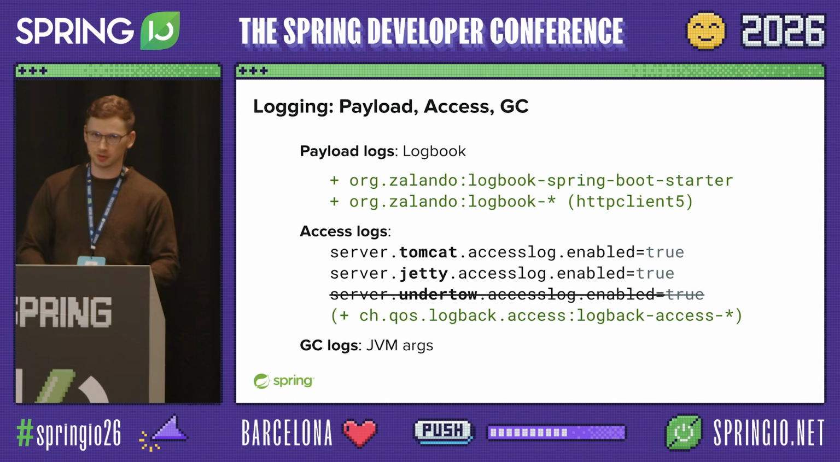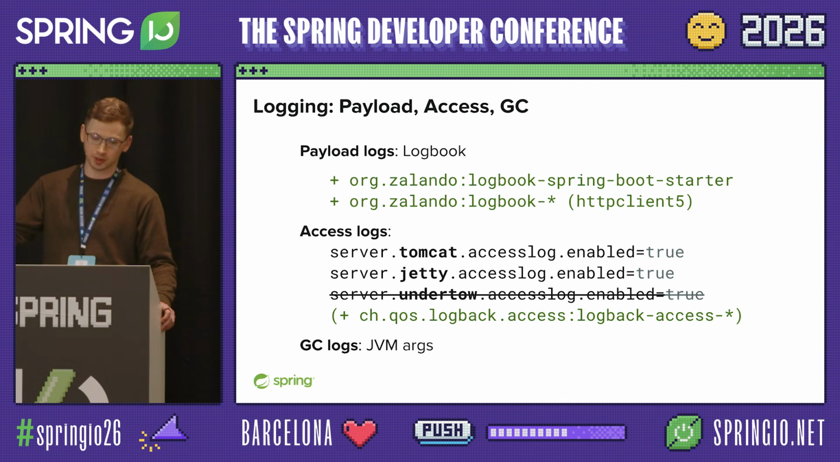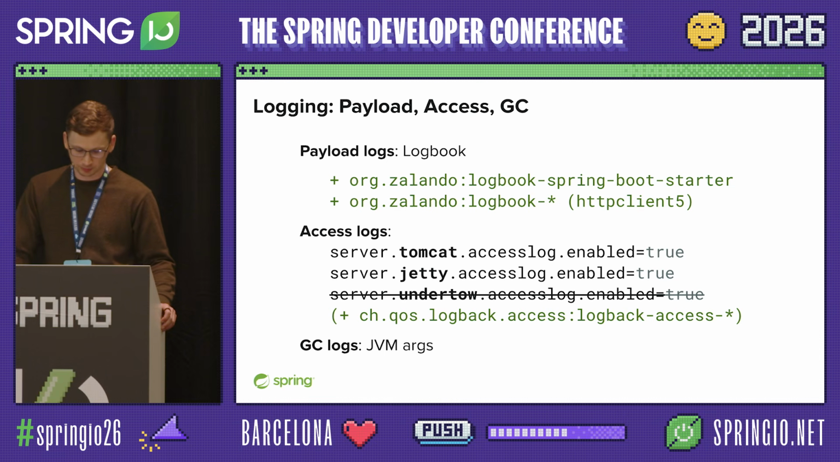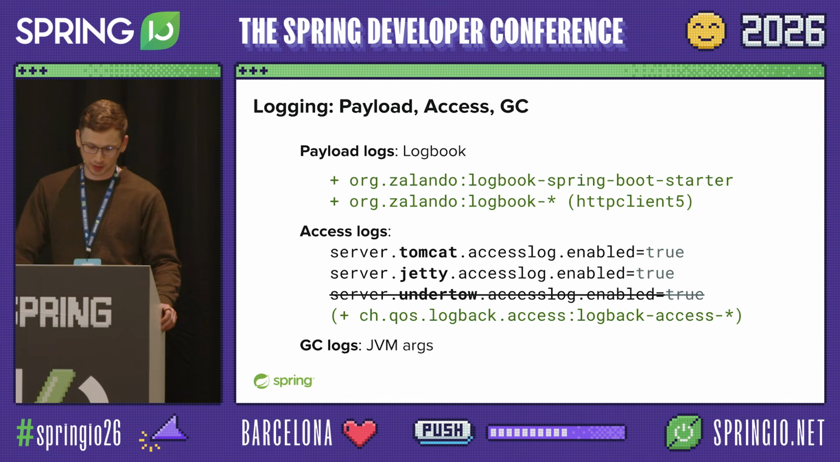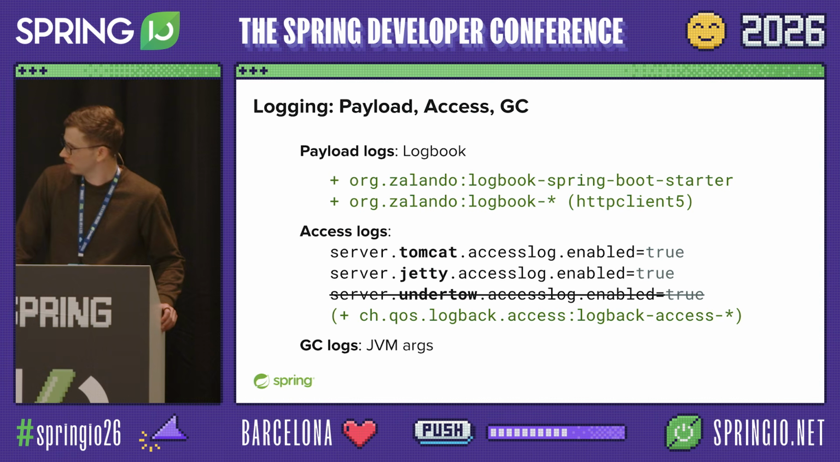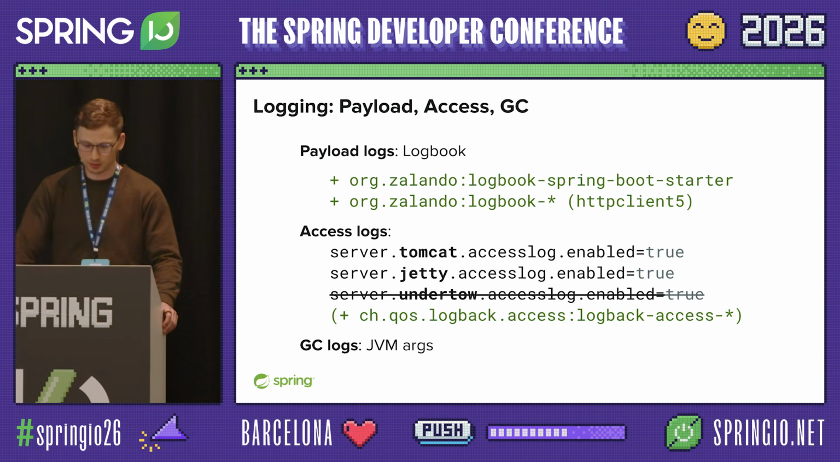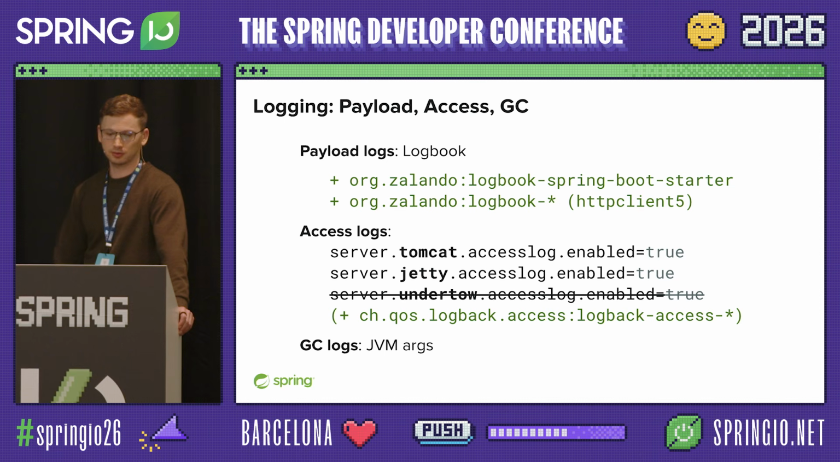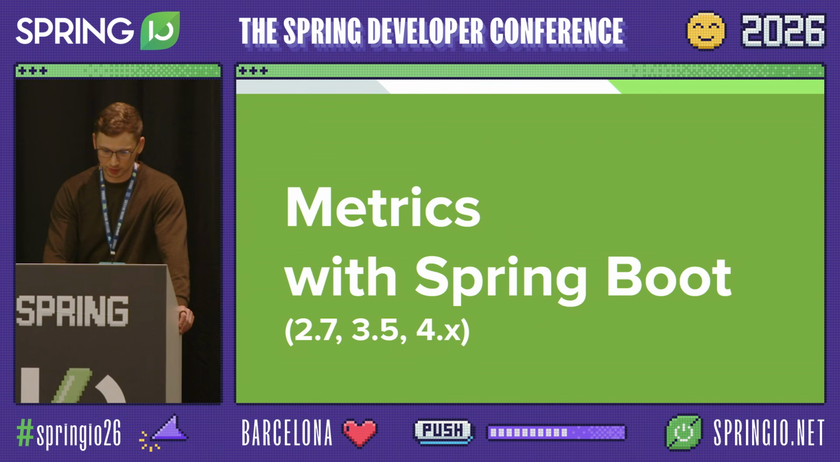And for access logs, Spring Boot has configuration properties that you can enable. In the latest Spring Boot, Undertow is not there. That's why that's crossed out. And for GC logging, you can add JVM args to your application when you launch it. So that was logging. Let's talk about metrics in 2, 3, and 4.